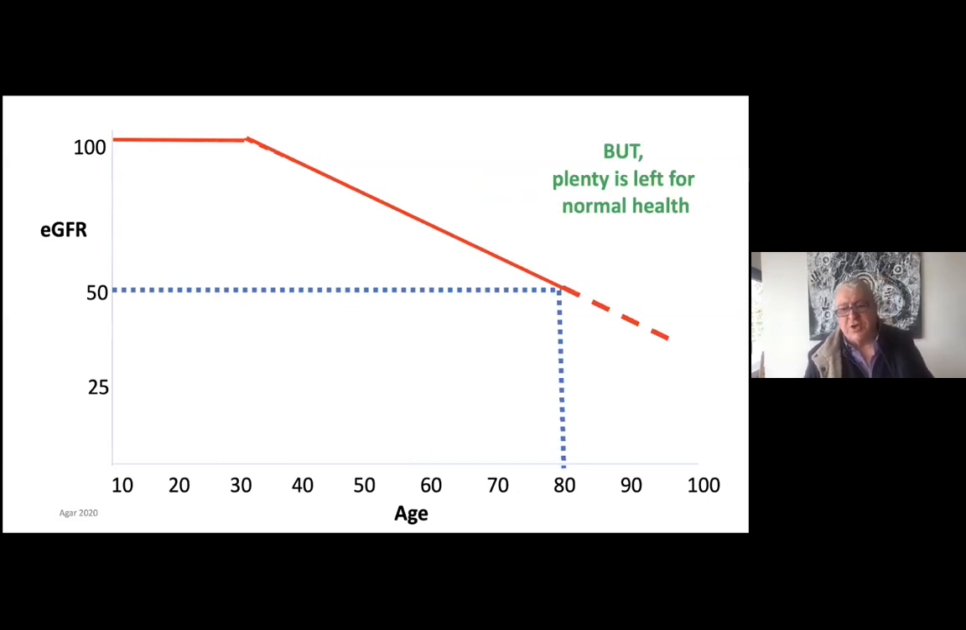If you continue that dotted line out, we would have to live to be Methuselah to run out of kidney function. We'd run out of kidney function around the age of 130. And generally speaking, we don't live to 130. So everything is fine, even though kidney function is gently declining in the background.